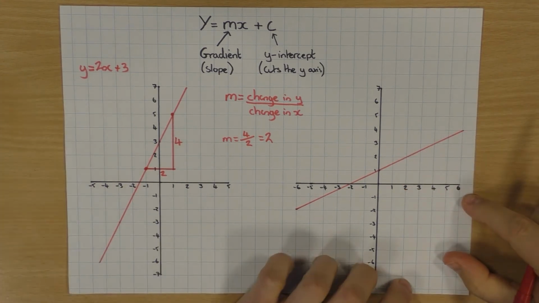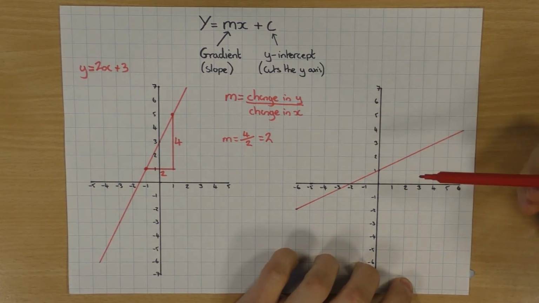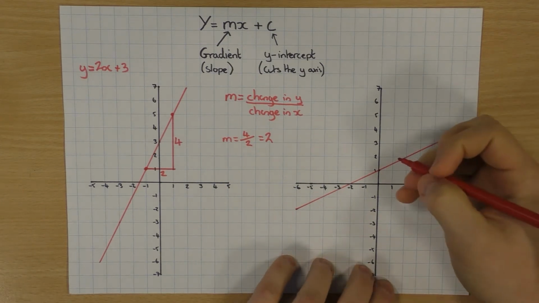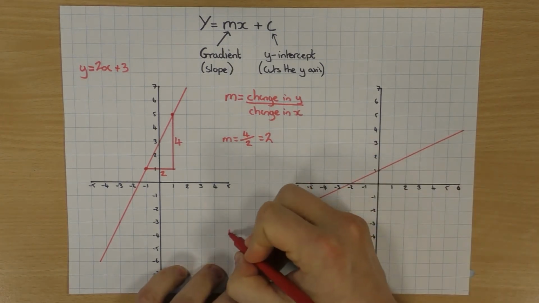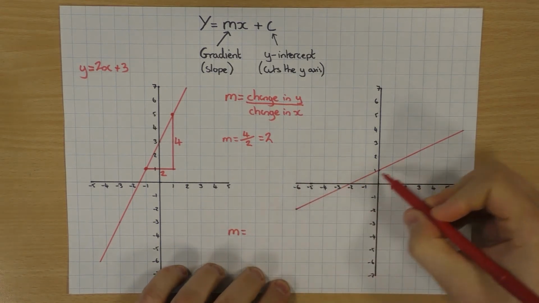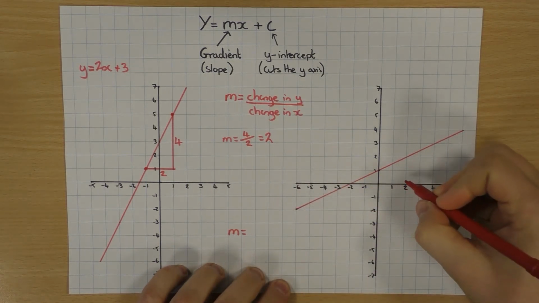Let's have a look at this one. It's exactly the same strategy. I need to work out the gradient and where it crosses the y-axis. I'm going to do the gradient first. I'll write it down here. So I'm going to pick two coordinates. Again, that's a coordinate, not a thing in no man's land.